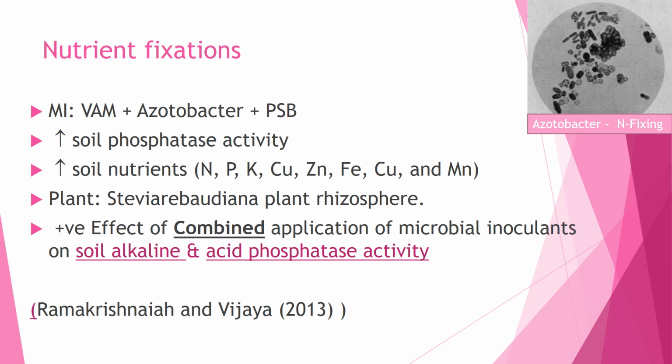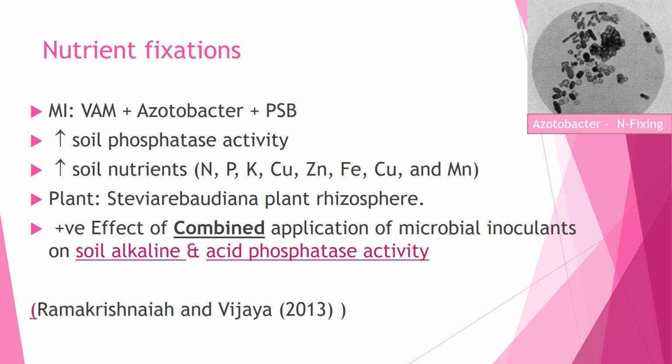It was told that in one of the MI formulations is using VAM, and also Azotobacter and PSB. This was reported to enhance the phosphatase activity, metabolism, to break down organic matter, either sugar-based, lipid-based, or protein-based, to enhance the soil nutrients: nitrogen, phosphorus, potassium, cuprum, zinc, ferrum. This one I think is calcium. This is calcium, Ca, and manganese.